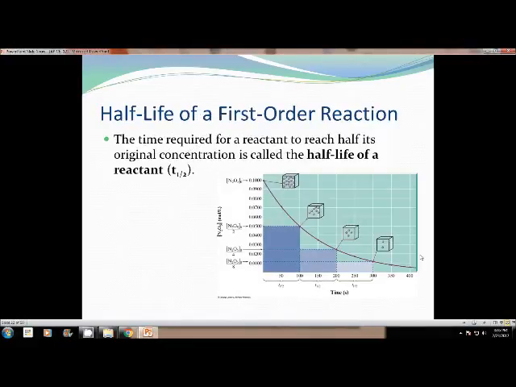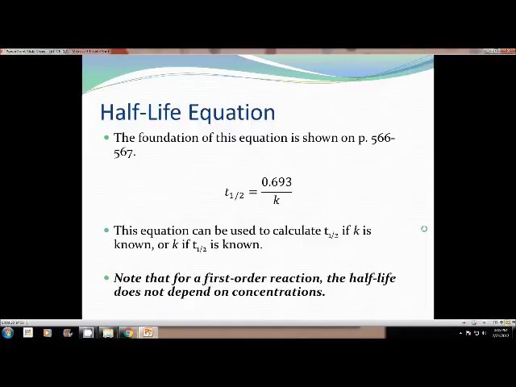Well, when we have our order reactions, we also have what are called half-life equations. So the half-life is the time required for a reactant to reach half of its original concentration. Okay? So we symbolize that by t to the 1/2. So for our first order reaction, this is the equation for the half-life of a first order equation. It's found in your textbook if you really want to see the derivation of it. But note that for a first order reaction, the half-life does not depend on the concentration. So we just have to know the rate constant and plug that in.